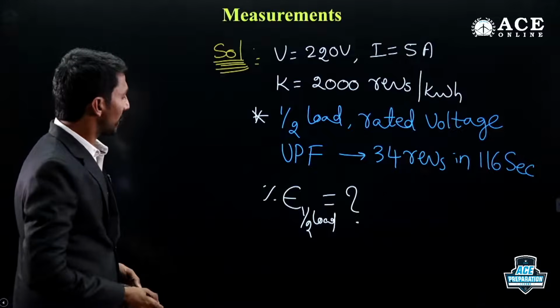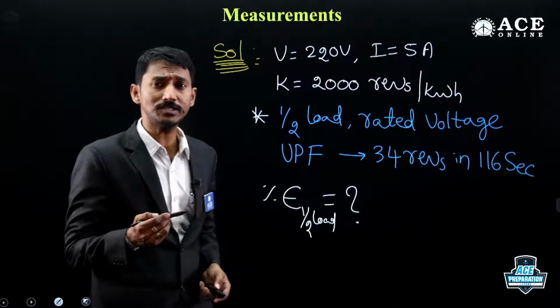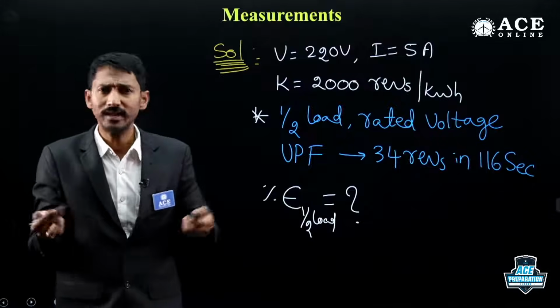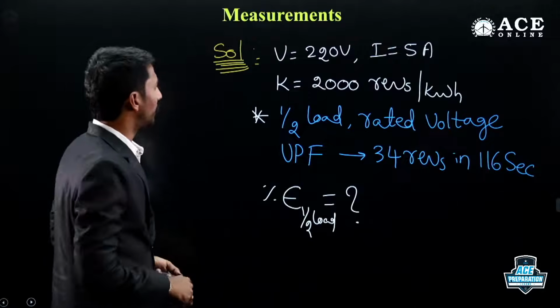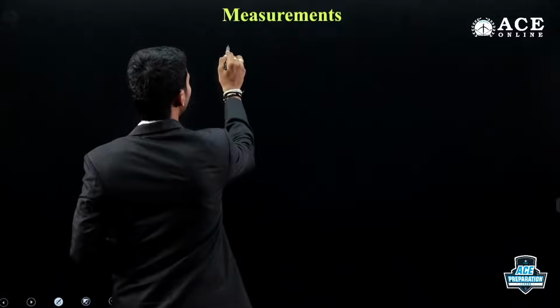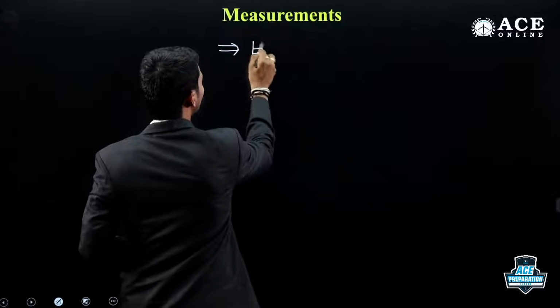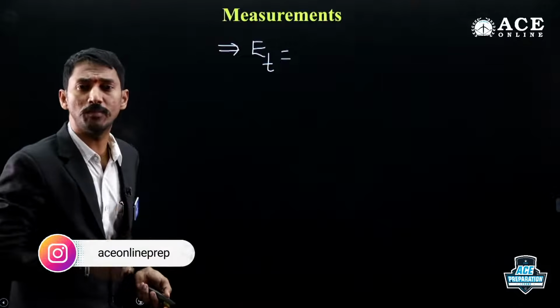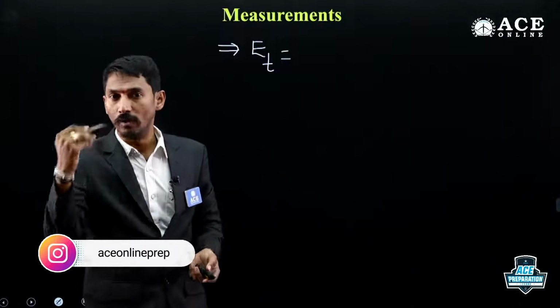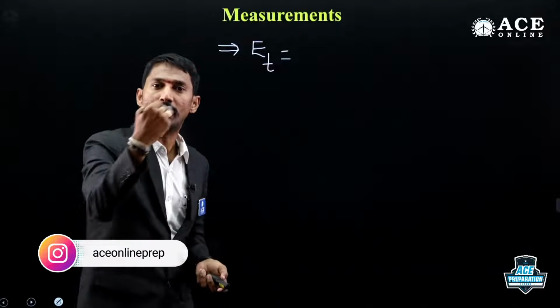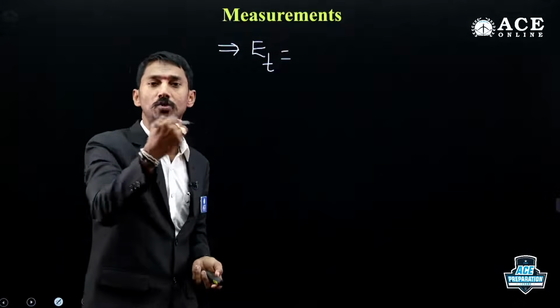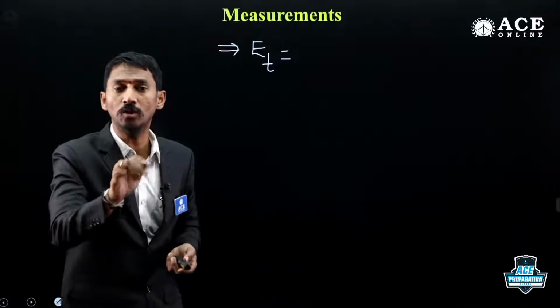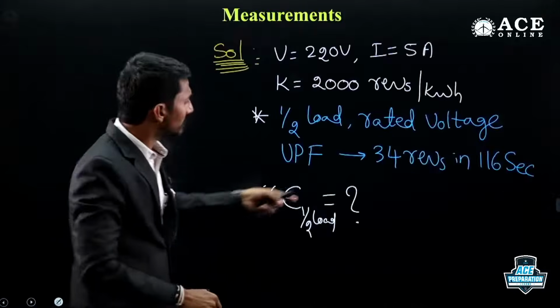Be clear. Sir, the percentage error formula is how much? (Em minus Et) by Et. Generally, let us find out Et first. First step, energy true. What is the energy true formula? Voltage true, current true, power factor true: V into I into cos phi, into true time. What is the time he has given?